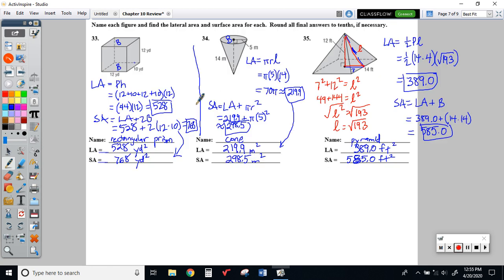And you could call this a square pyramid as well. The key online might say cube on this one, but because that's 10, it's not. So you might see a mistake on that. So I'll put square in parentheses above this. So rectangular prism, cone, square pyramid.